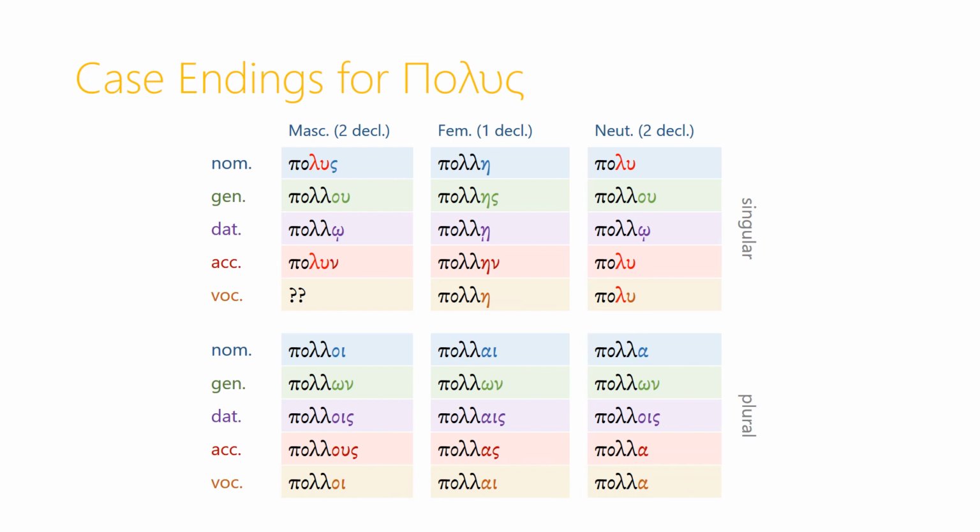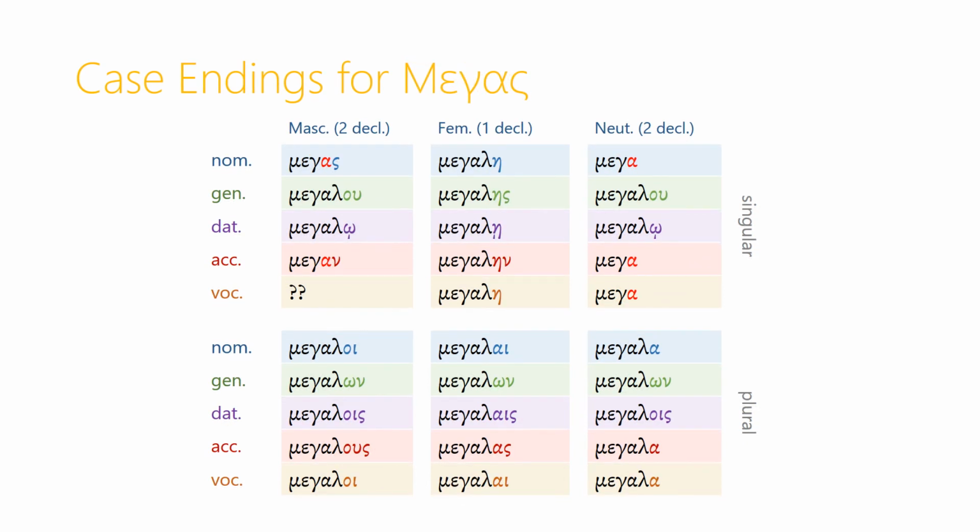In the case of polus, things are even more regular. In the dative singular, we have masculine pollo and feminine polle and neuter pollo, all with the iota subscript. And in the dative plural, we have pollois, pollais, and pollois. Similarly with megas, in the dative singular, we have megalo, megale, megalo. And in the plural, megalois, megalais, megalois. Totally regular.